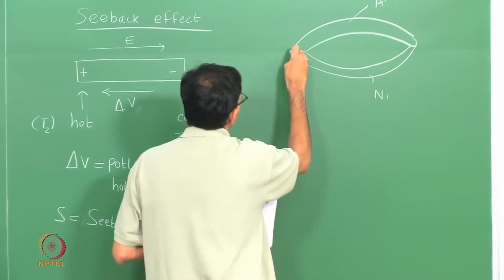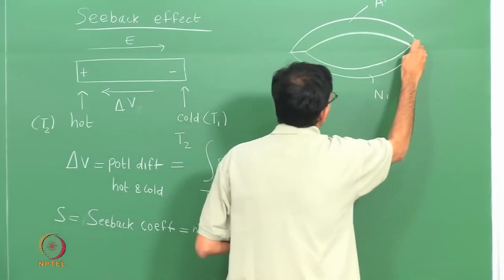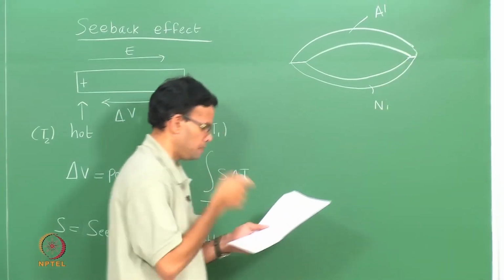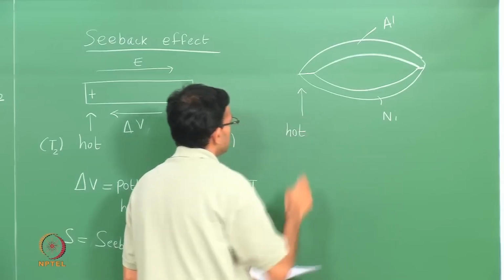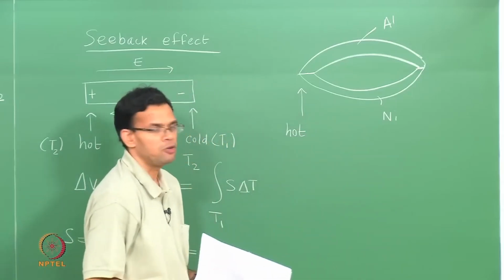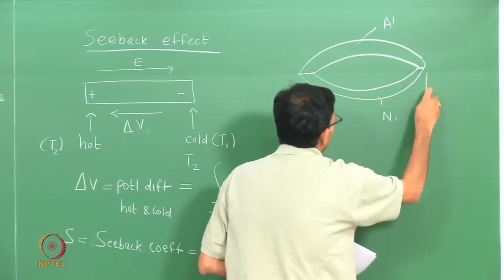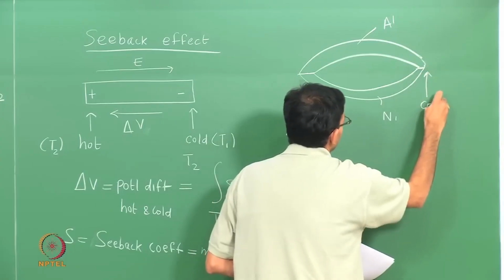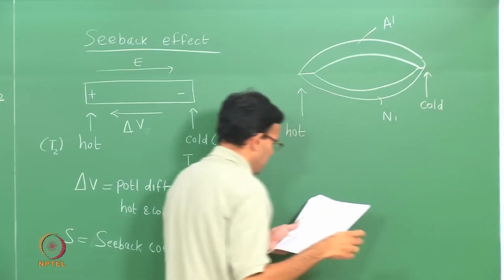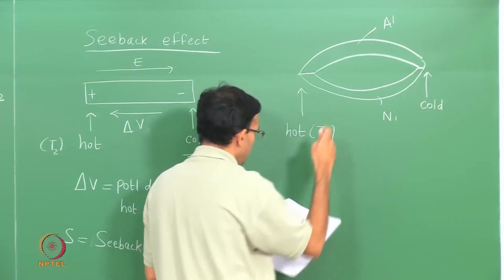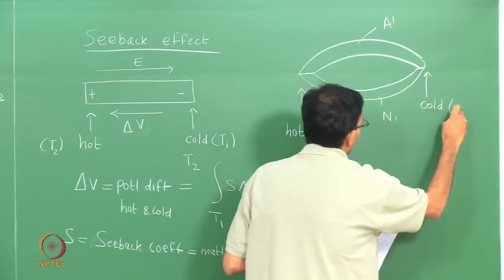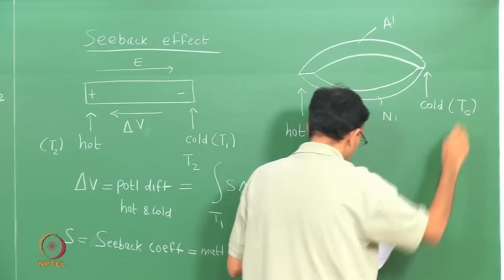So, you essentially form two junctions at the two ends. So, one end of this junction is placed in the hot side where the temperature we want to measure, the other end is cold. So, typically this could be room temperature. So, let us say the temperature of the hot end is TH, the temperature on the cold end is TC.